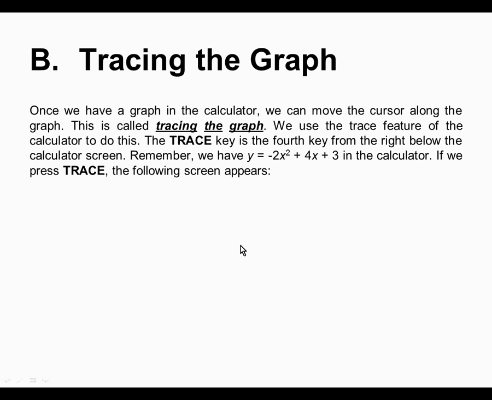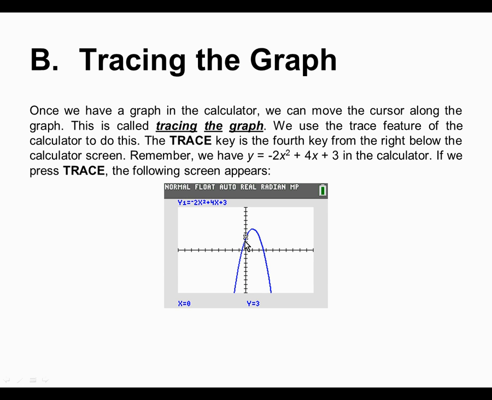So remember, we've already done y equals negative 2x squared plus 4x plus 3 in the calculator. If we press trace, this is what appears. Now you can't tell in this, but that's flashing. And notice the name of the function that we're tracing is given up there. And this also gives me the location of where the cursor is: x equals 0 and y equals 3, which I guess you can tell.